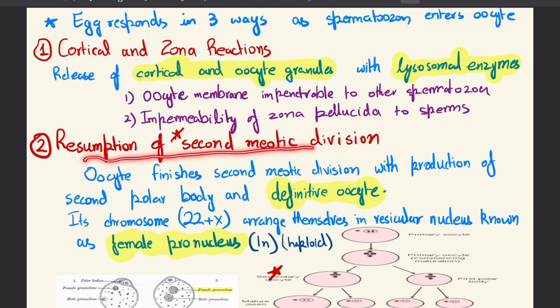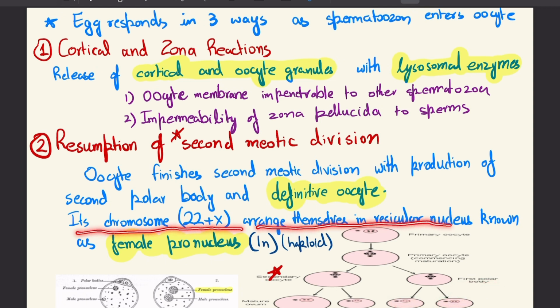There is a resumption of the second meiotic division. The oocyte finishes the second meiotic division with the production of the second polar body and definitive oocyte. Here is the secondary oocyte, and there is the definitive oocyte with the second polar body. Here are the other two polar bodies produced from the first polar body that is formed from the first meiosis. Its chromosome is 22 plus X. They arrange themselves in a vesicular nucleus known as female pronucleus, that is 1N haploid. Here is the female pronucleus.